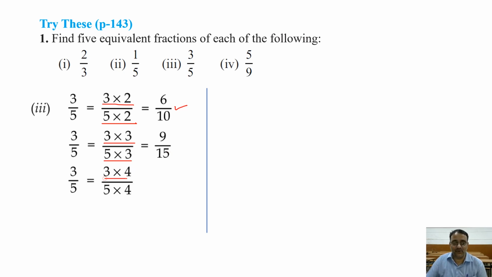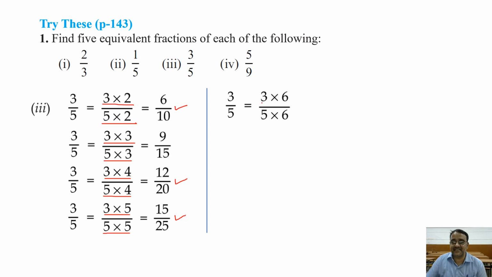Next multiply with 4. 12 by 20, right. Next multiply with 5. 15 by 25. Yes, 15 by 25. Now multiply with 6. 18 by 30, right. Now the equivalent fractions of 3 by 5 are 6 by 10, 9 by 15, 12 by 20, 15 by 25 and 18 by 30.